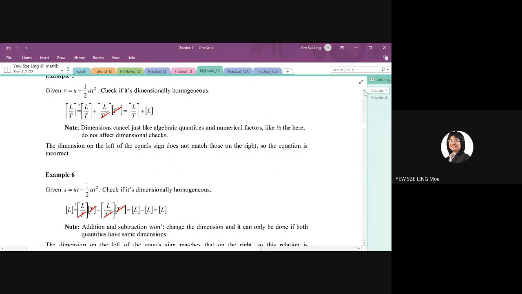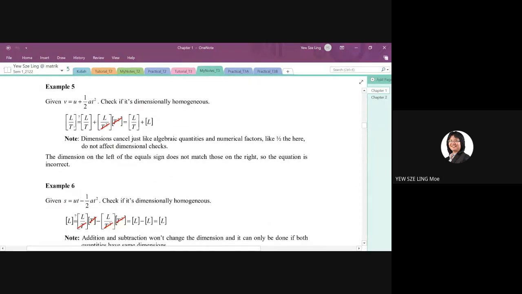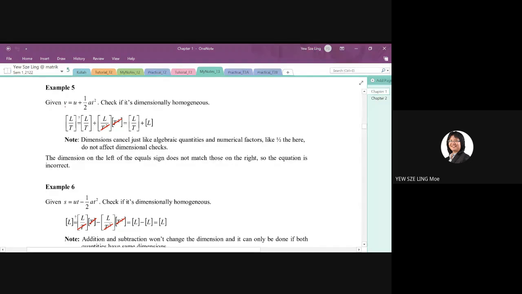Now let's look at the example. If you notice, I put a bracket in the dimension. That is because I refer to a university book. But when it comes to pre-U level, they put the bracket in the equation. So we follow your standard, your level.